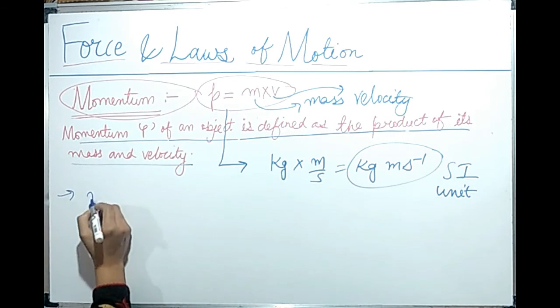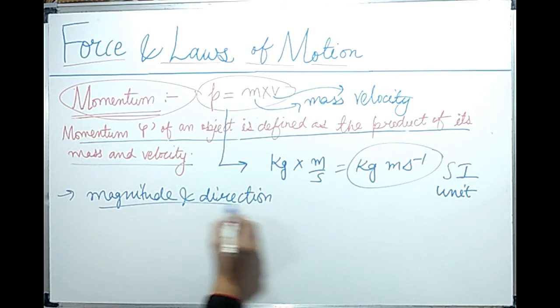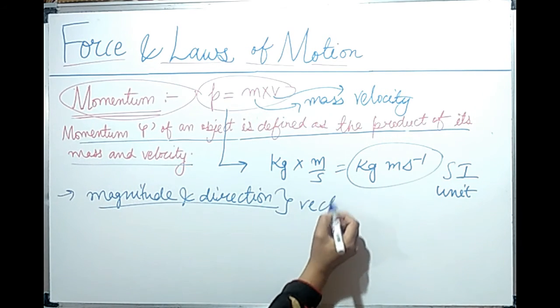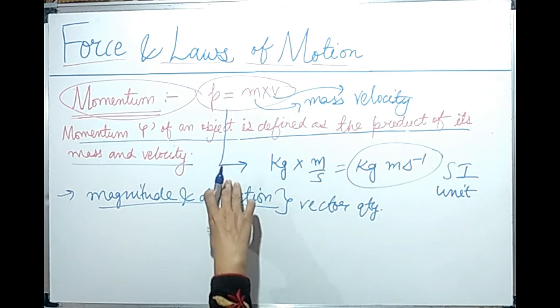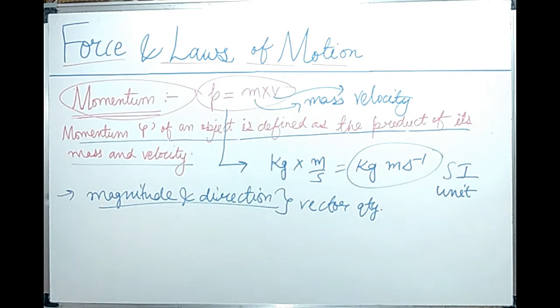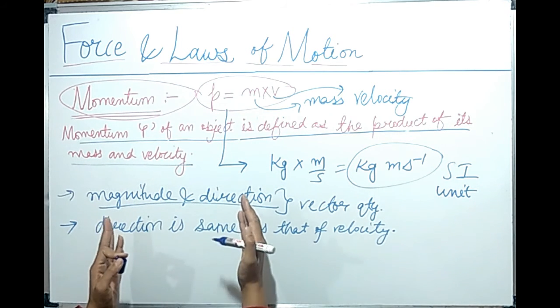It has both magnitude and direction, so it's a vector quantity. Momentum is a vector quantity and its direction is the direction of velocity. Direction is the same as that of velocity. So you have got the concept of momentum.